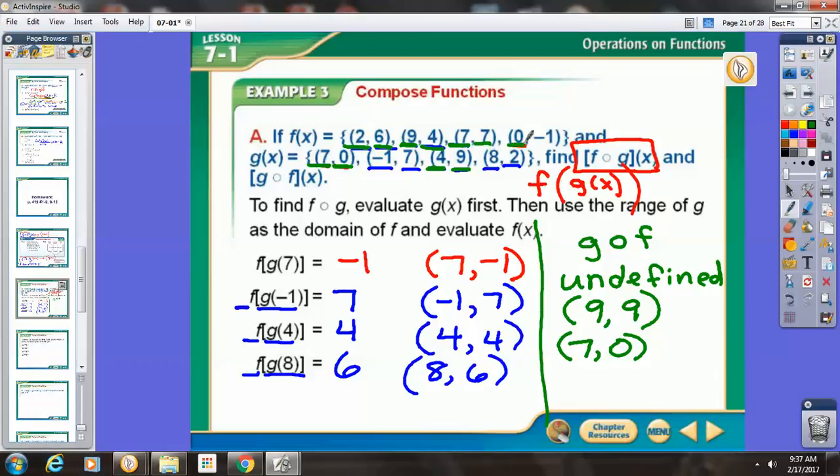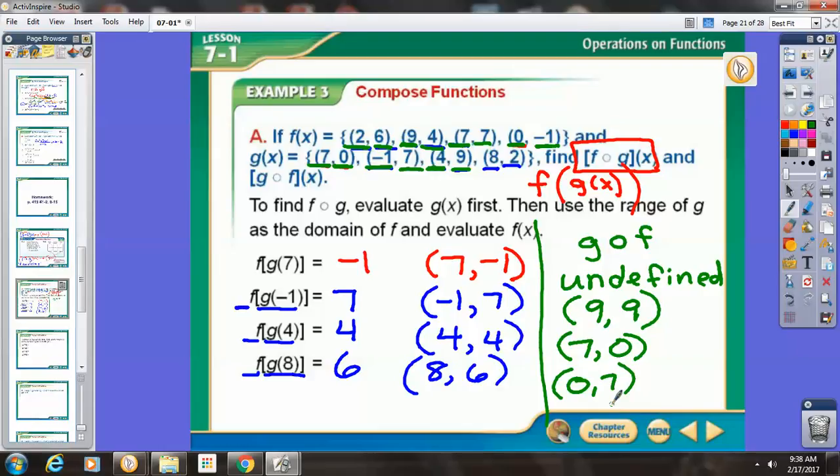I put 0 in, what do I get out? -1. So put -1 into G, what do you get out? 7. So we have 0, 7. Make sure you look at your first input. 0, get out 7. So we got 7. Any questions on composition of functions with ordered pairs?